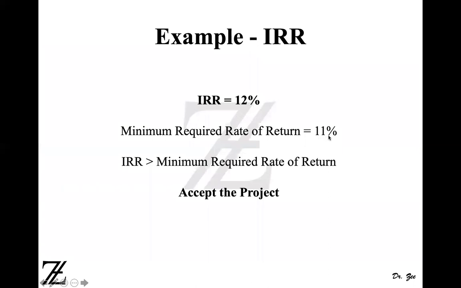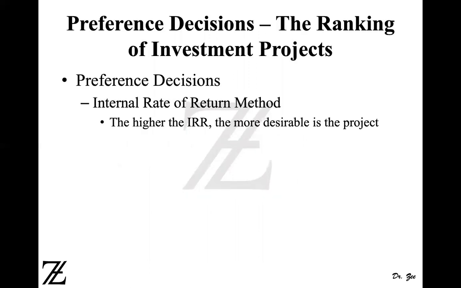So your IRR is 12%. The minimum required rate of return was 11%. Obviously your IRR is greater than the minimum desired rate of return, so you accept the project. So that is your screening decision. Now you screened out other projects that are not desirable, and you move to preference decisions. And in a preference decision, you rank the project and you decide which project you're going to choose. Again, the higher the IRR, the more desirable the project is going to be. So if a project gives you 20% IRR, it is going to be more desirable than the project that's going to give you 19% IRR, right?